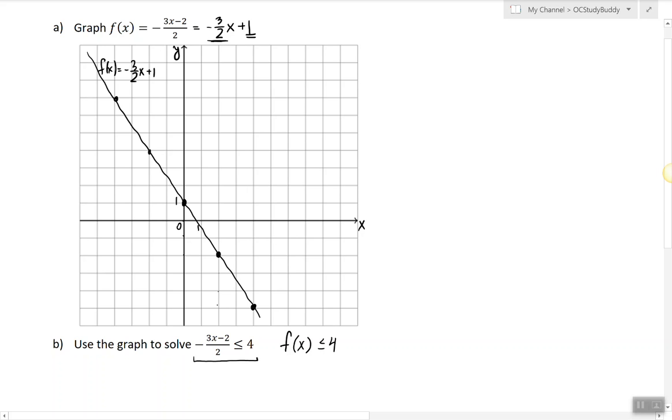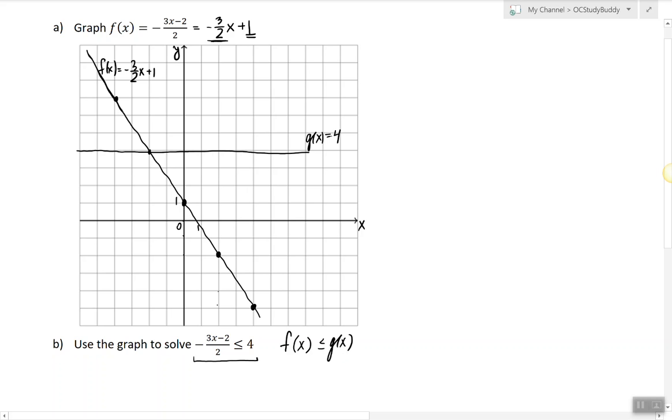Now, how do we use this graph to solve this inequality? Well, let's try to understand what is it asking us to do. We have to find all the values of x for which the output of the function is less than or equal to 4. So we can graph the line y equals 4. We can call it g of x. And now the question is, for which values of x is f of x below g of x.